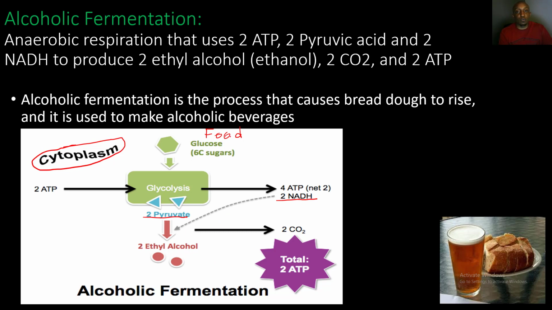Now let's take a look at the reactants that go into this process. We have these 2 ATP, and I put an R for reactants. These 2 ATP go through the process of glycolysis. And then we have these 2 NADH that react also with these 2 pyruvate to produce 2 ethyl alcohol. I put a P by products. So 2 ethyl alcohol are produced, we get 2 carbon dioxide produced, and then we have a total of 2 ATP produced from this alcoholic fermentation reaction.